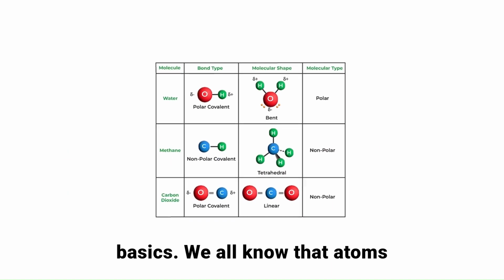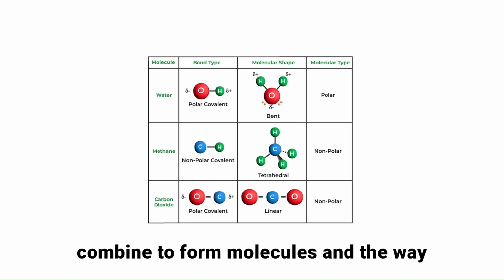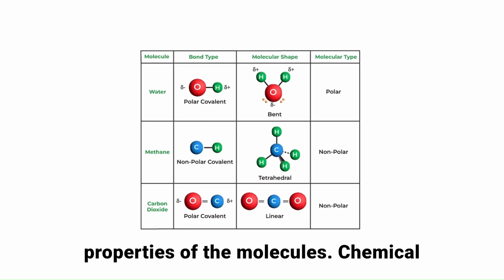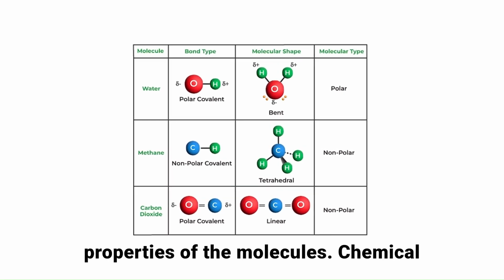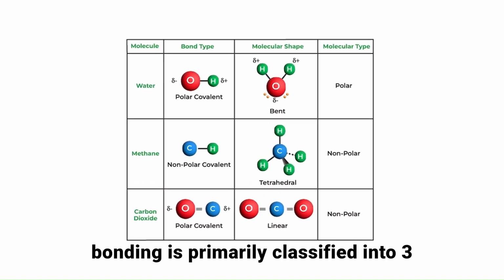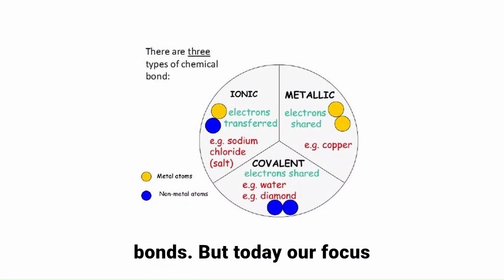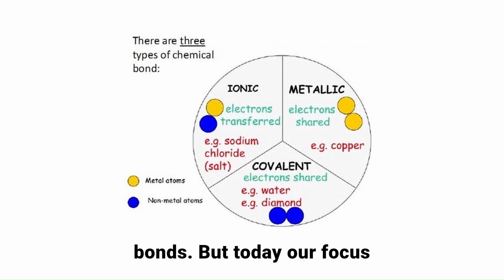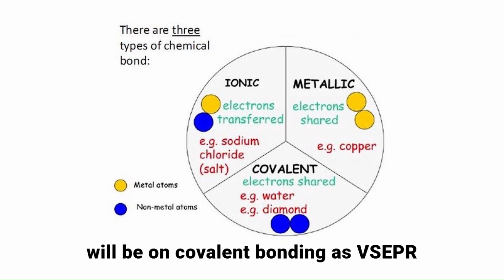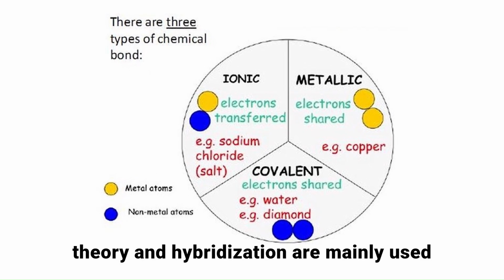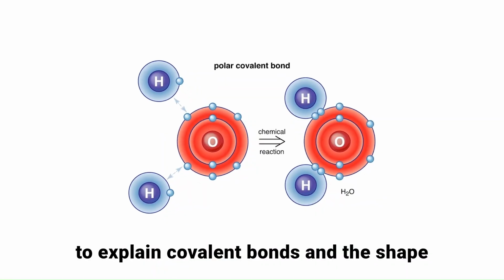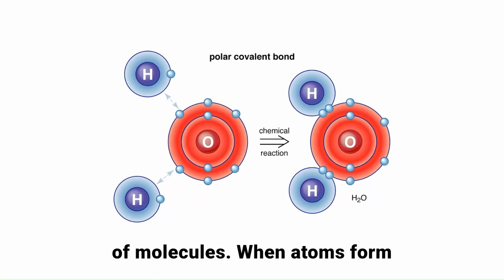We all know that atoms combine to form molecules, and the way atoms bond determines the shape and properties of the molecules. Chemical bonding is primarily classified into three types: ionic, covalent, and metallic bonds. But today, our focus will be on covalent bonding, as VSEPR theory and hybridization are mainly used to explain covalent bonds and the shape of molecules.